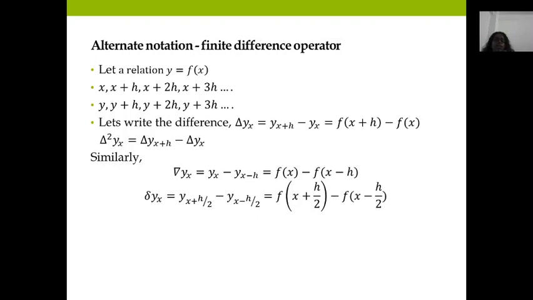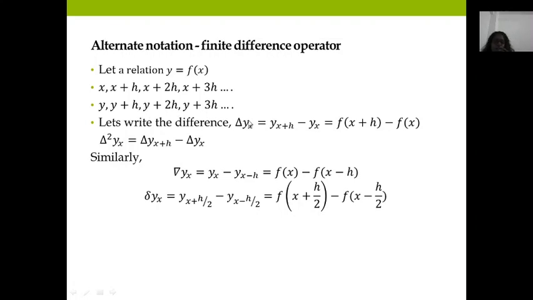Now let's see another notation of the finite difference operator. There are more finite difference operators, but we are just in between, seeing an alternate notation for doing some problems. So, let y equal f of x, with x values x, x plus h, x plus 2h, x plus 3h, etc., and y values y, y plus h, y plus 2h, etc.